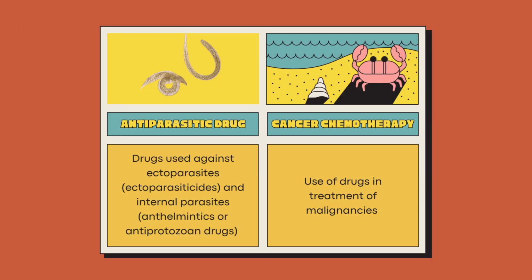Aside from the antibiotics, antiparasitic drugs are the next most important group of chemotherapeutic agents. This includes drugs used against ectoparasites, or ectoparasiticides, and internal parasites, or anthelmintics and antiprotozoan drugs. Moreover, the use of drugs in treatment of malignancies comes under cancer chemotherapy. However, both anti-cancer and antiviral drugs exert poor selectivity. They may exert similar effects on normal cells as they do in the target disease cells of the host.